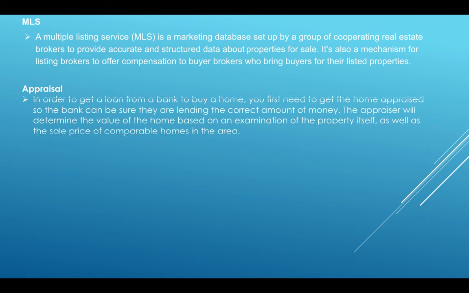Next, appraisal. In order to get a loan from a bank to buy a home, you first need to get the home appraised so the bank can be sure they are lending the correct amount of money. The appraiser will determine the value of the home based on an examination of the property itself, as well as the sale price of comparable homes in the area. So basically, an appraisal is just an evaluation from a professional, right?